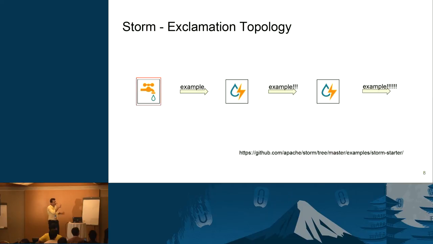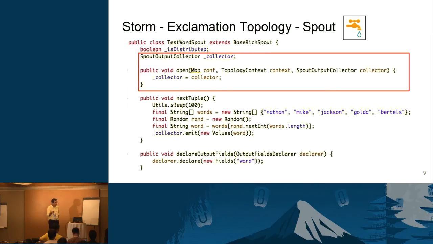In this case, the application is very simple. It just transforms the string into another string, which is the same word with a couple of exclamation marks at the end. So the processing is very basic. And then to illustrate several bolts in a chain, I put another bolt that does exactly the same. So here are the links for the examples, and here is the code. The code is very simple.